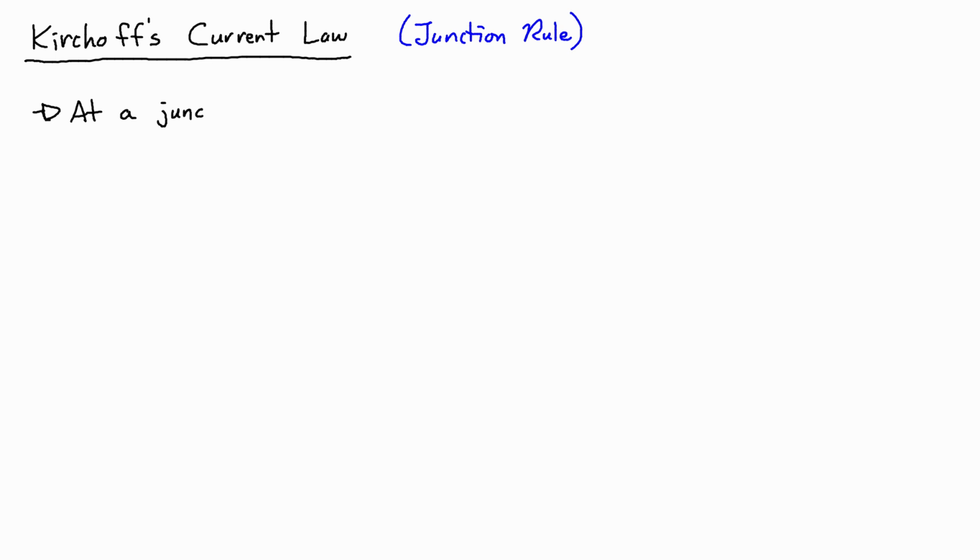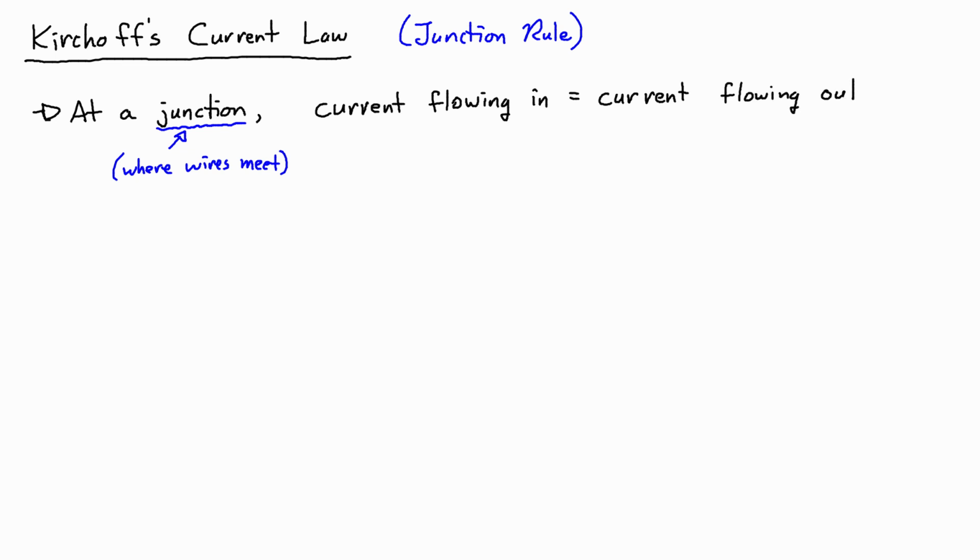Now we'll take a look at Kirchhoff's current law, which is also called the junction rule. It's really just that at a junction, which is where wires meet, the current flowing in is equal to the current flowing out. And I've seen this expressed in two different ways. One way is to say that the sum of the current, so we use the Greek letter sigma, the sum of the current in is equal to the sum of the current out.